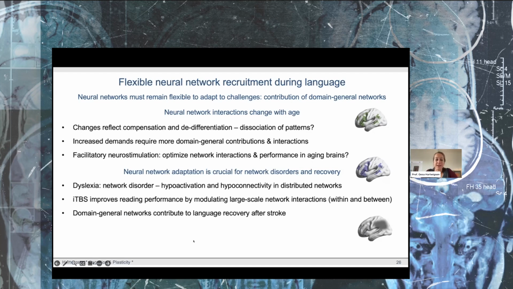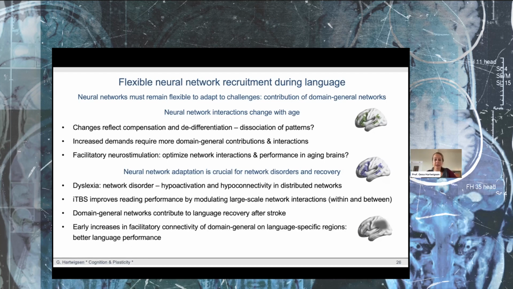Domain general networks finally also contribute to language recovery after stroke. So we have good reasons to believe that especially an early recruitment of domain general networks may be associated with relatively preserved performance and also with good initial recovery. And especially what we now found is that early increases in the facilitatory connectivity of domain general on language-specific regions are associated with better language performance.